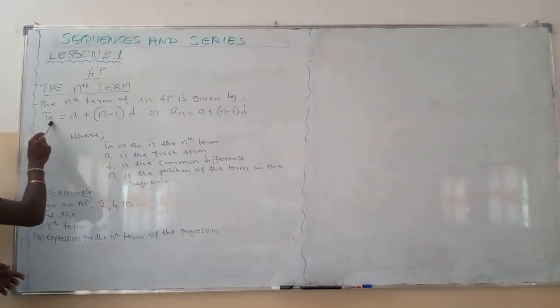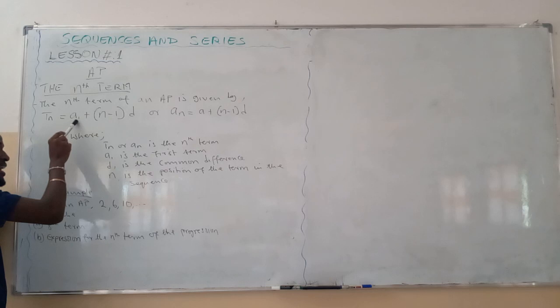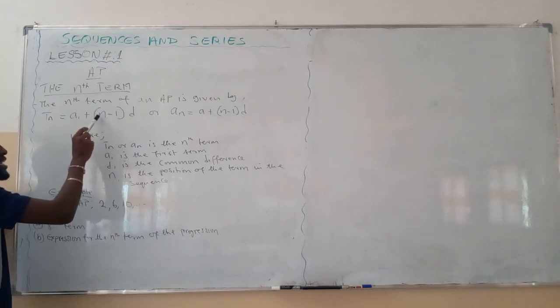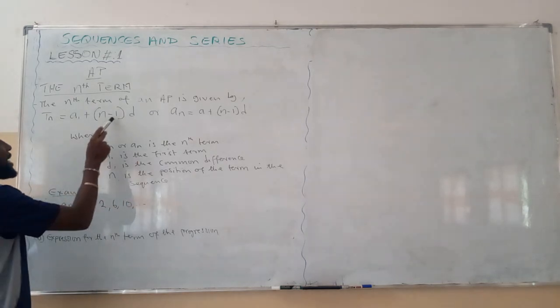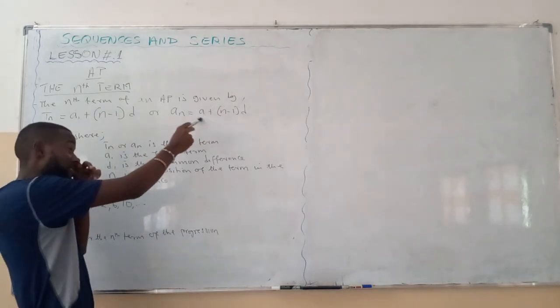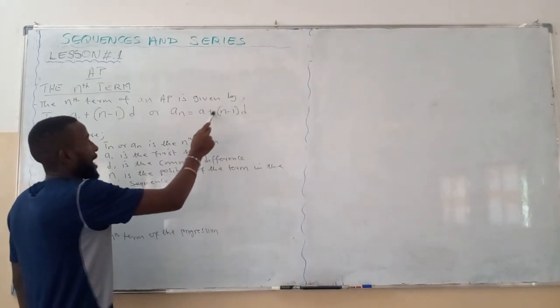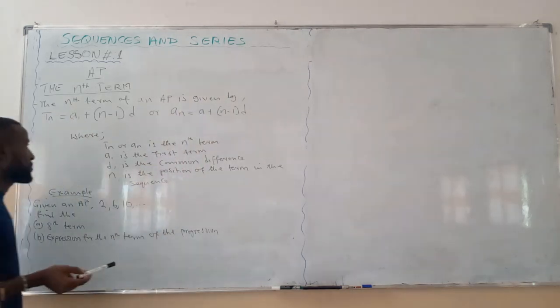This small n simply stands for the nth term. The nth term is equal to A, which simply means the first term, plus open brackets n, meaning the position of the term in the sequence, minus 1 close brackets, D. D stands for the common difference. Alternatively, the nth term is equal to the first term plus open brackets n minus 1 close brackets D, the common difference.